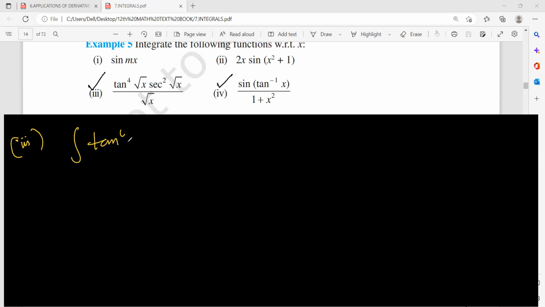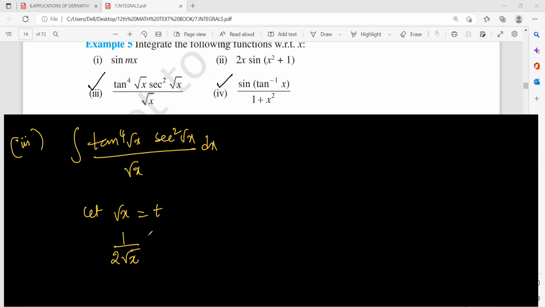Integration of tan power 4 root x into secant square root x by root x dx. If you take root x as t, then you have to take tan x as t again, one more time. See, like this. Let root x be t. I am doing it fast now. Then the derivative of root x, 1 by 2 root x, into dx equals dt. Now I am writing dx here only. Understand? dt by dx, no? I showed twice. Now dx I will bring to this side.